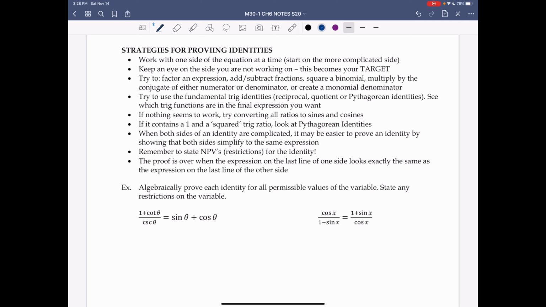When both sides of an identity are complicated, it may be easier to prove an identity by showing that both sides simplify to the same expression. Remember to state your NPVs for the identity, and the proof is over when the expression on the last line of one side looks exactly the same as the expression on the last line of the other side.